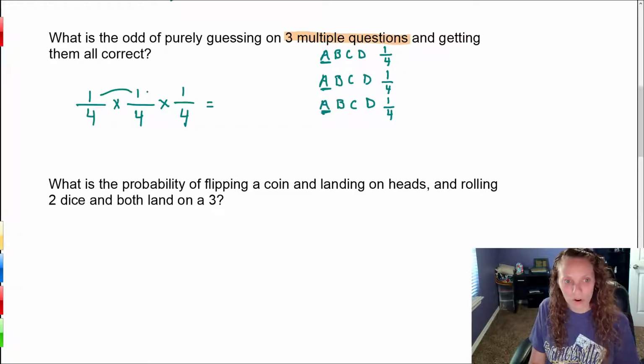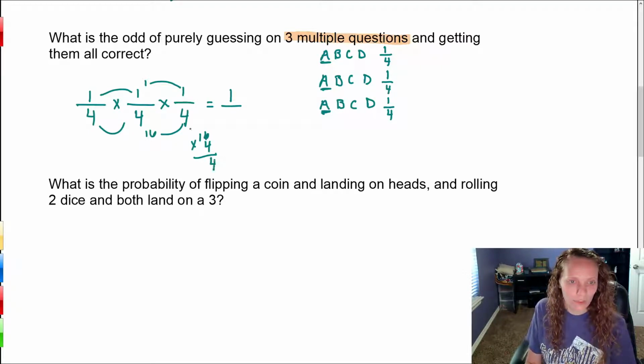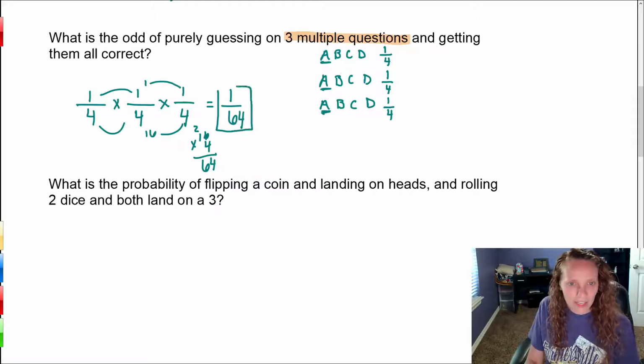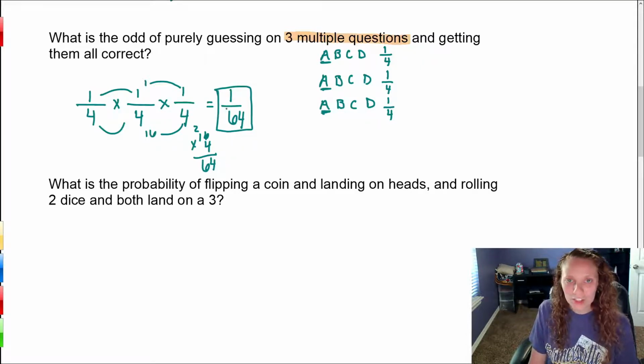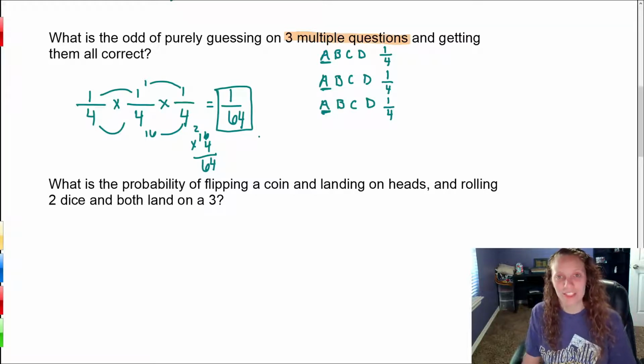1 times 1 is 1, and then 1 times 1 is 1 again. 4 times 4 is 16, and then we have to figure out what 16 times 4 is. 6 times 4 is 24. 4, 5, 6. So the odds that you're taking a test and you purely guess, you don't even try to read the problem, you don't try to eliminate any answer choices, the odds that you purely guess and get all 3 questions correct is a 1 out of 64 chance.